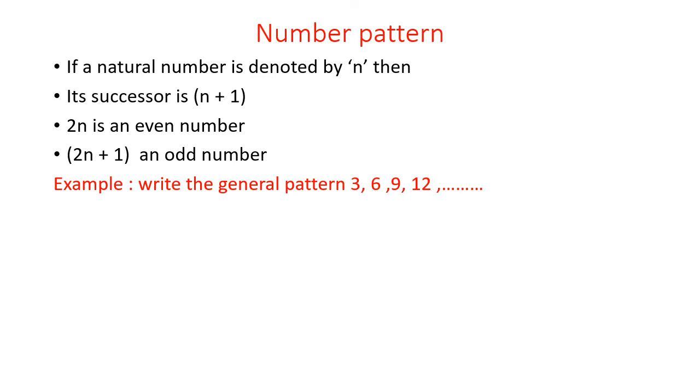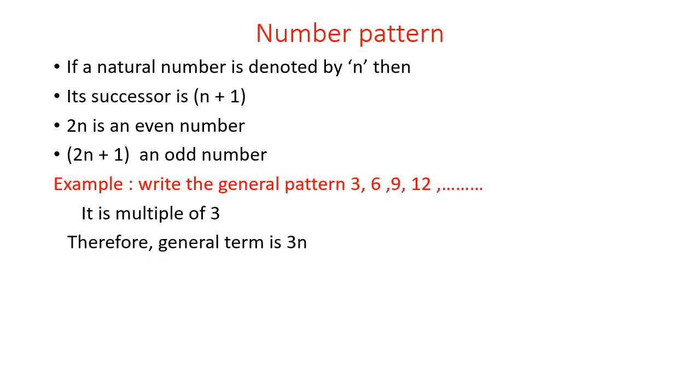3 into n. Suppose it is given like 5, 10, 15, then our answer is 5n. All these numbers are multiples of 3, so the general pattern is 3n. Suppose the numbers are 10, 20, 30, 40, all are multiples of 10. So what will your answer be? 10n. So it is common.